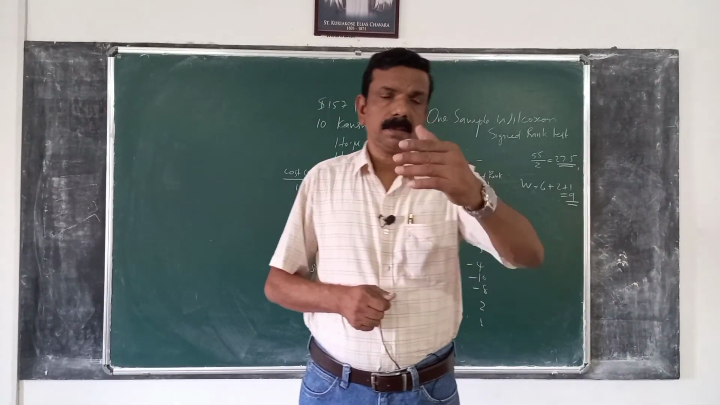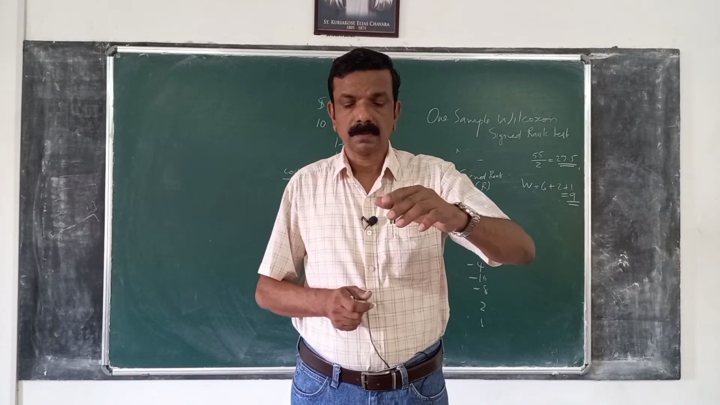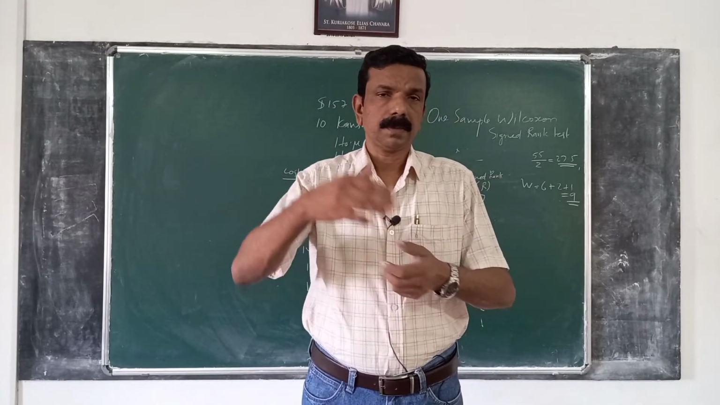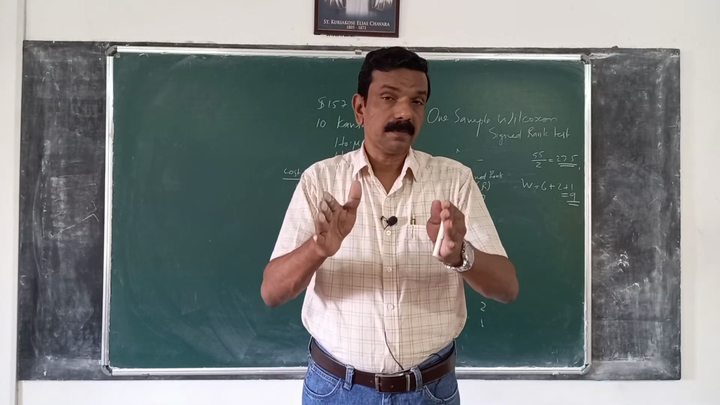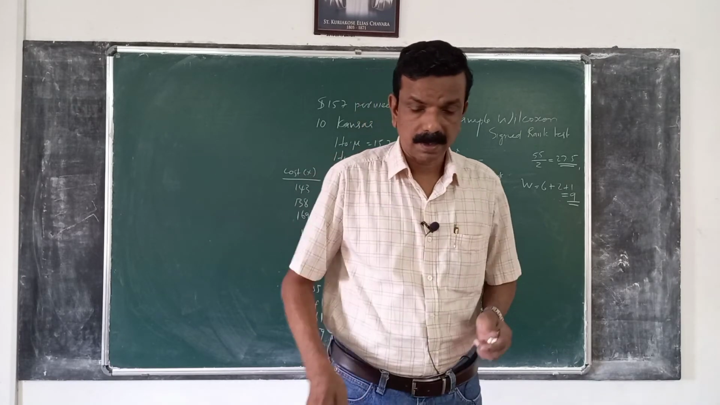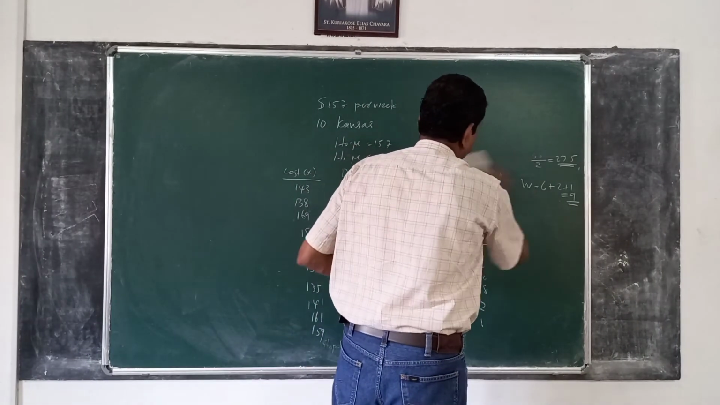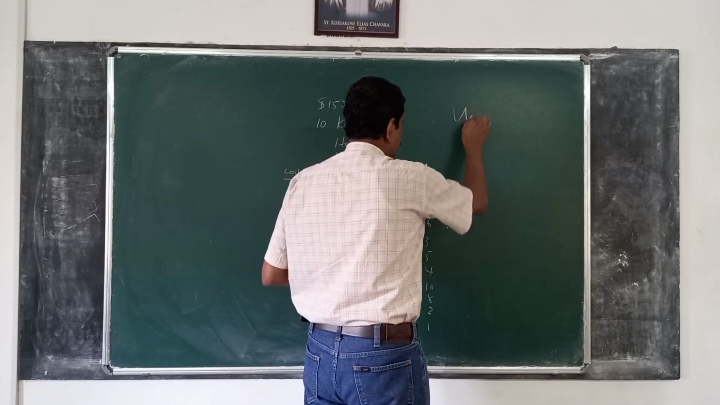To implement this test, we have to use the Wilcoxon signed rank table. This table is available with all the statistics books. And in the table, a W alpha will be given.